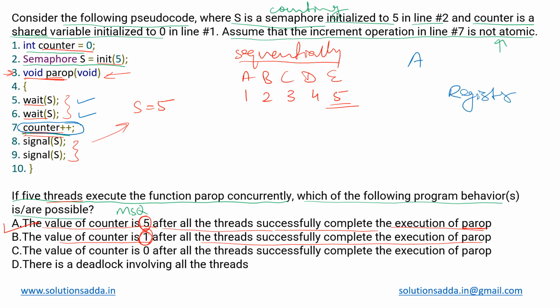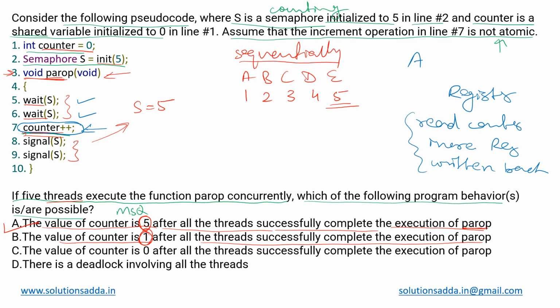So first it will read the counter value, then that value would be incremented and stored in the register, and after that it will be written back to the memory from that register. So these are the 3 steps in which increment actually takes place.